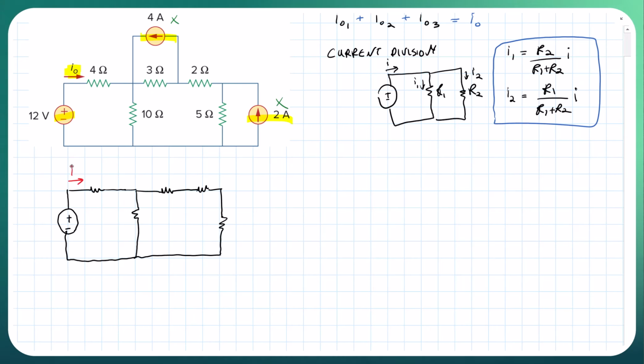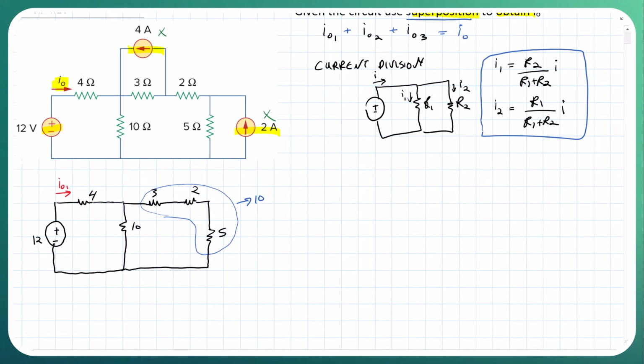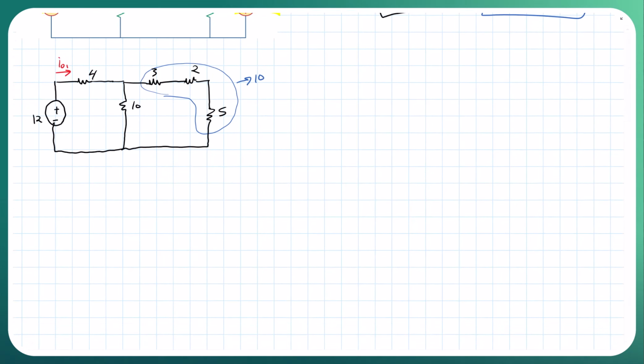in this case, what we'll call I naught sub 1, where this is 12 volts, 4 ohms, 3 ohms, 10 ohms, 2 ohms, and 5 ohms. So this is a pretty simple circuit. What we're going to do is take these 3 guys, because they're in series, and just add them up. If we add them up, we get 10. So we can quickly redraw the circuit here.